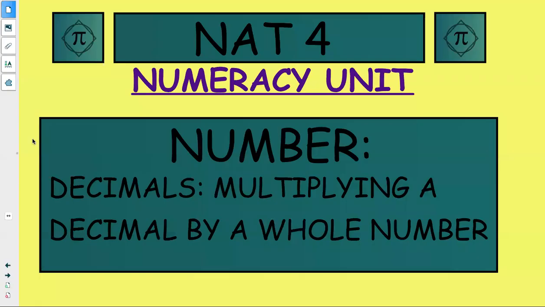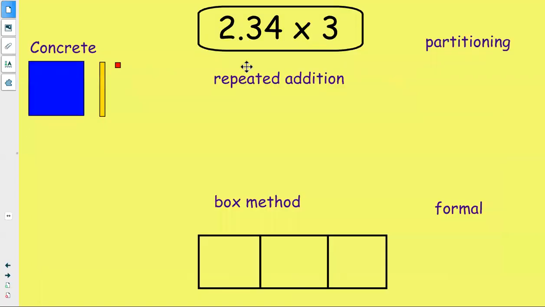Hi guys, welcome to Nat 4, and we're multiplying a decimal by a whole number, and I'm going to show you a range of strategies, so let's have a look. Okay, so we've got 2.34 multiplied by 3, so that means 2.34 3 times.